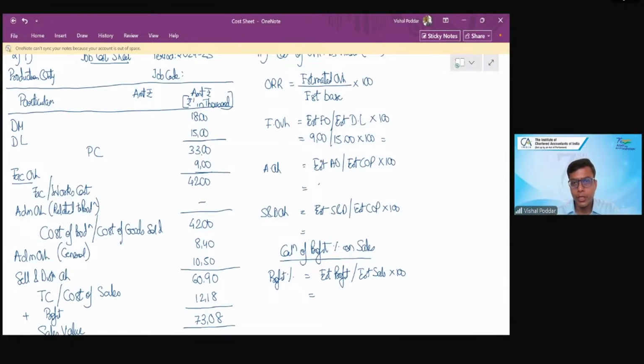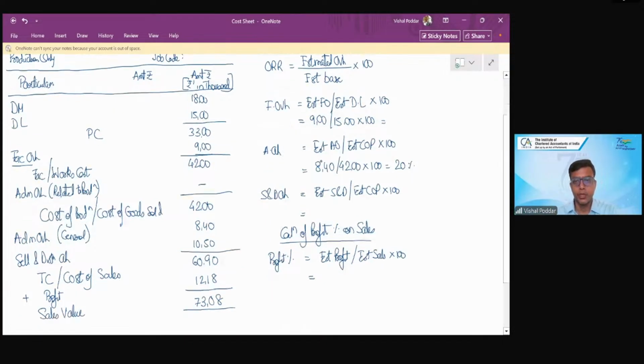So this is 840 upon 42. This is easy. 20% it is. Then 1050 upon 42. 42 divided by 4. So this is 25%. Yes, Ishan has given me.